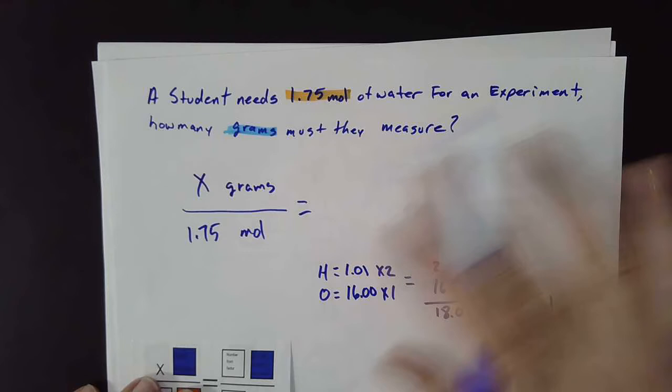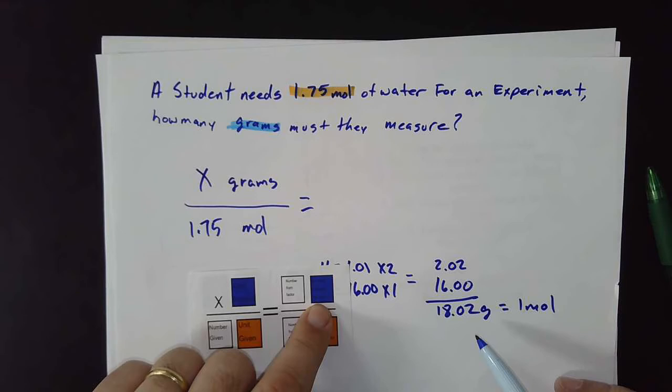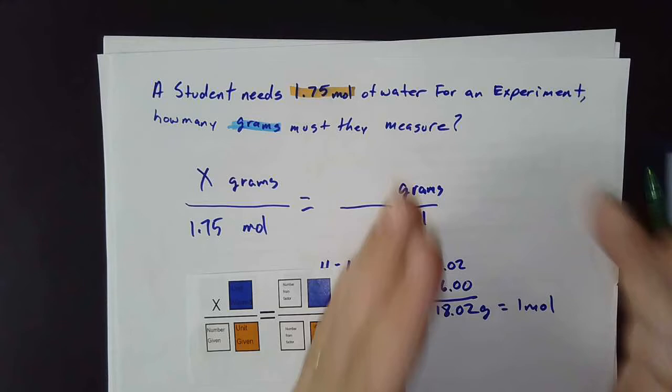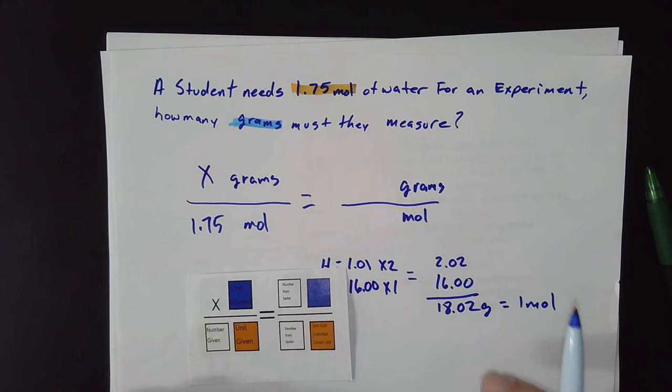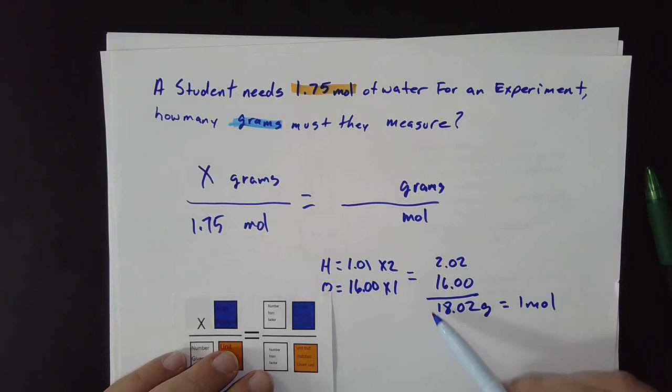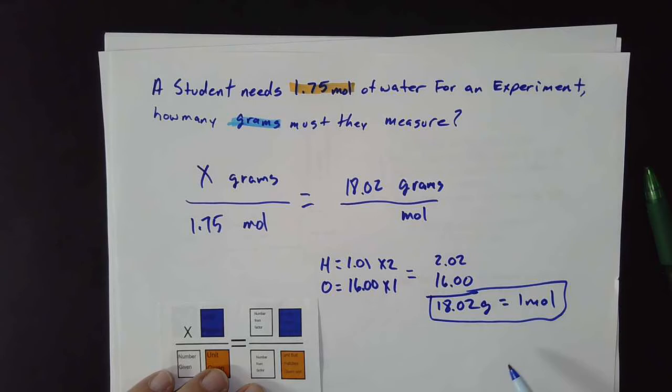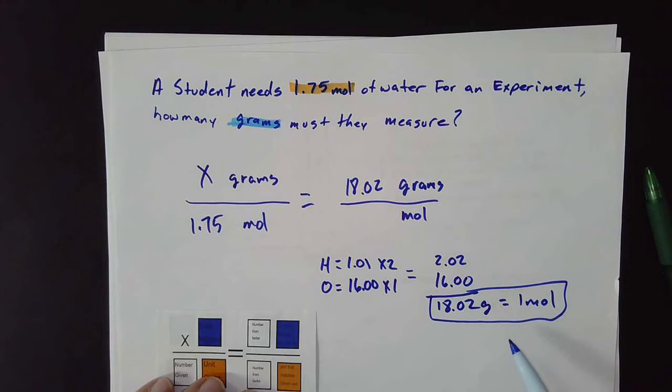So on top, the unit given is grams. The unit wanted on bottom is mole. Now this side, the right side of a proportion, comes from my equality sentence. What is the number that is attached to grams from an equality sentence? 18.02. So we're going to put the 18.02 grams. What is the number that's attached to moles from this equality sentence? 1.75? No. 1.75 is not in this equality sentence.